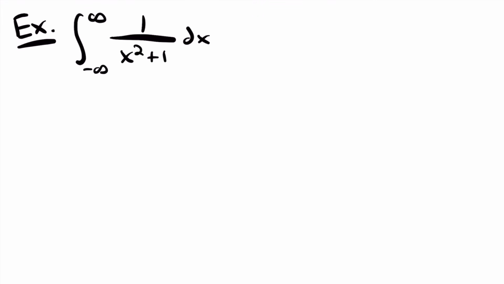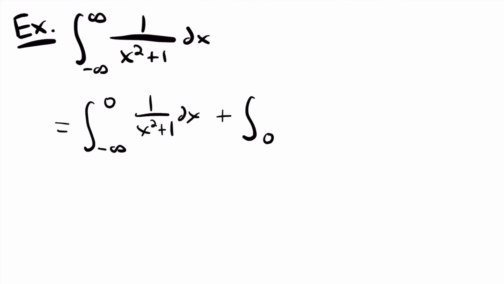And so here's what I'm going to do. I'm going to rewrite this integral to be the integral from negative infinity to 0 of 1 divided by x squared plus 1 times dx plus the integral from 0 to infinity of 1 divided by x squared plus 1 times dx. All right, so the convenient value of x that I picked is 0, and so that's going to be that midpoint that we use to break up our integral into two integrals. We have negative infinity to 0, and then 0 to infinity.